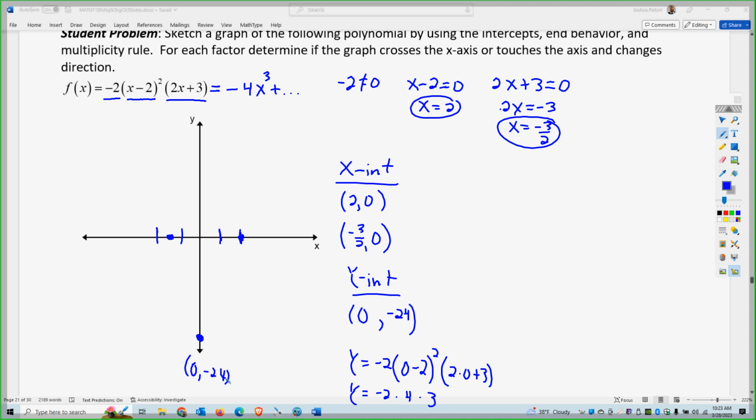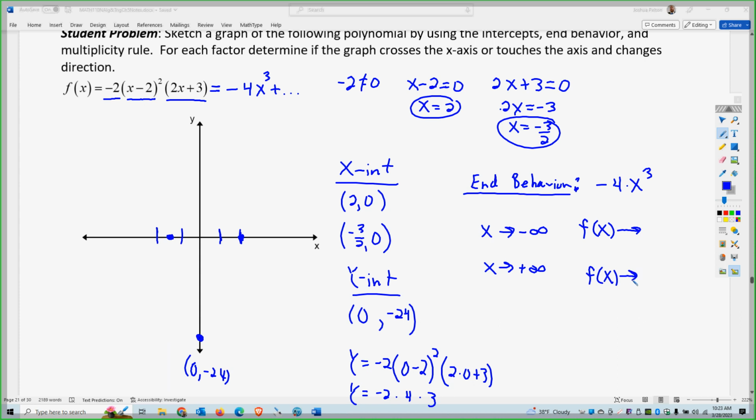All right, now we need to analyze end behavior. So our term is negative 4x to the third, right? So as x approaches negative infinity and x approaches positive infinity, the function does what? That's the end behavior.